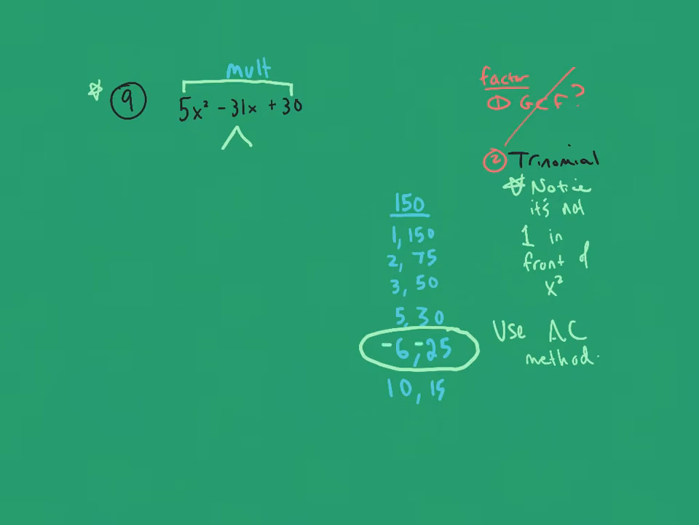Negative 6 and negative 25 multiplies to be positive 150, and it also adds to negative 31. So what we're going to do is just replace this middle term. The rest of it's going to stay the same. So it's still going to be 5x squared minus 6x minus 25x plus 30.